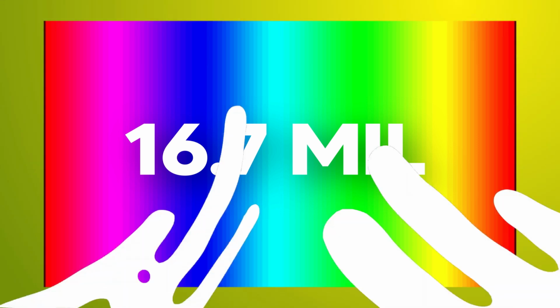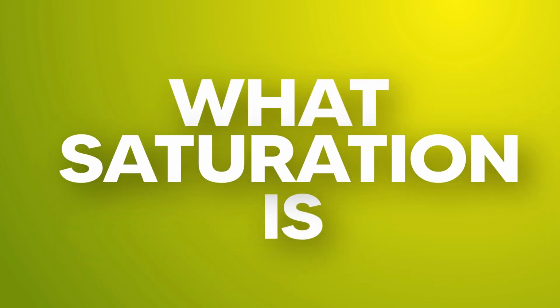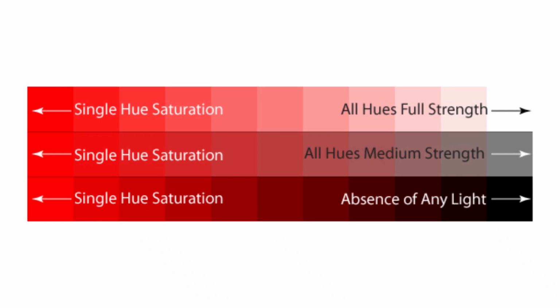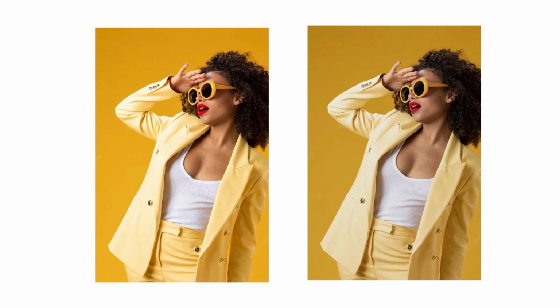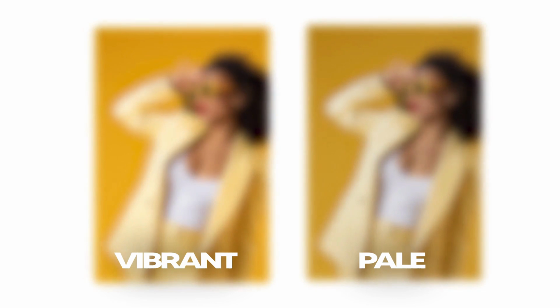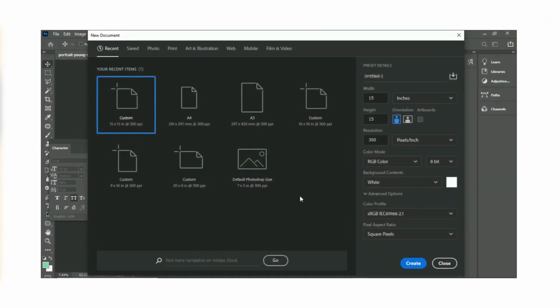Now, for a better understanding of the two color modes with regards to saturation, let me first explain what saturation is. In color theory, saturation can be described as the intensity or the brightness of a color. This is to say that if you increase the saturation of an image or a text, the color appears vibrant or pure. And if you decrease the saturation, the color appears to be more washed out or pale. In comparison, RGB colors are more highly saturated than CMYK colors.